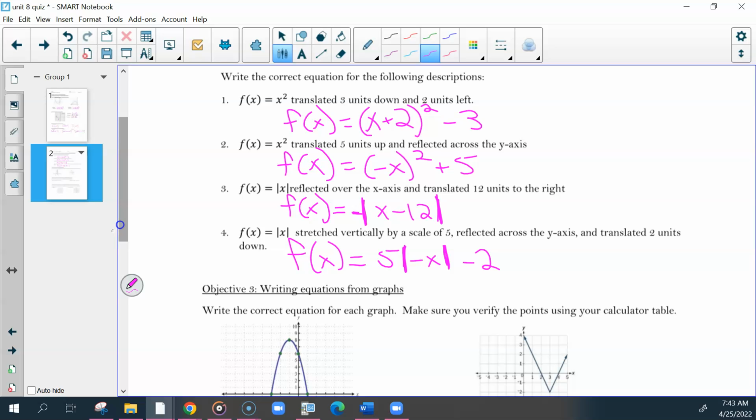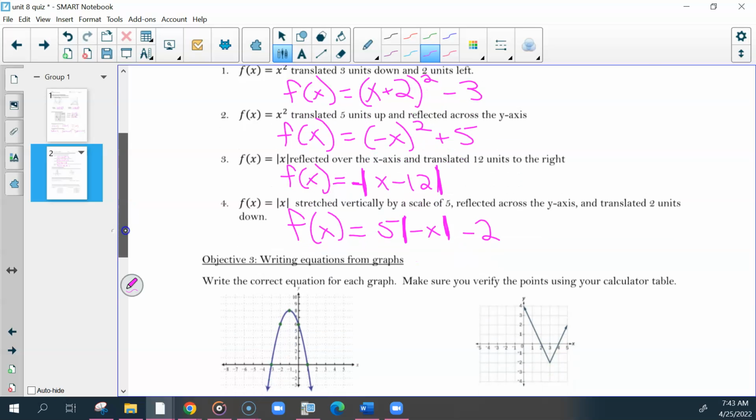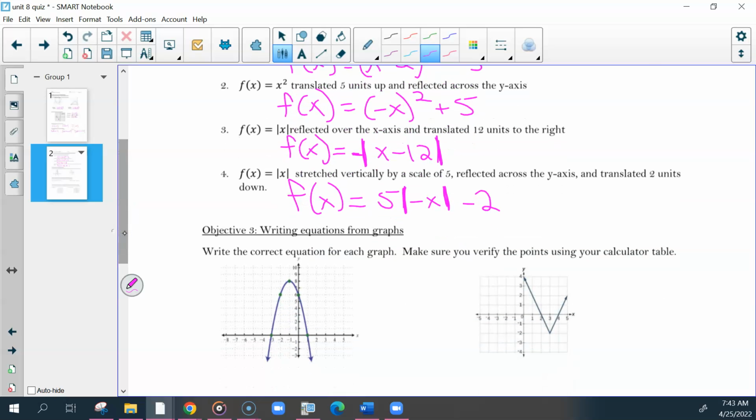Can you say number 4 one more time? Number 4. So the stretch vertically by a scale of 5. Vertically is an outside function. So you would take that 5 and put it on the outside. Reflected across the y-axis, you may have to visually remember what that's doing. See, that's doing this. I'm sorry. I said x-axis, but I meant y-axis.